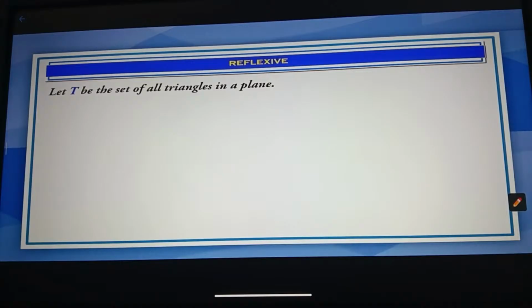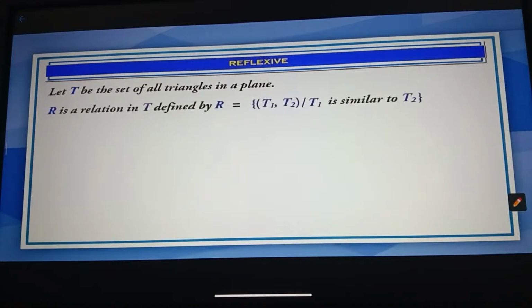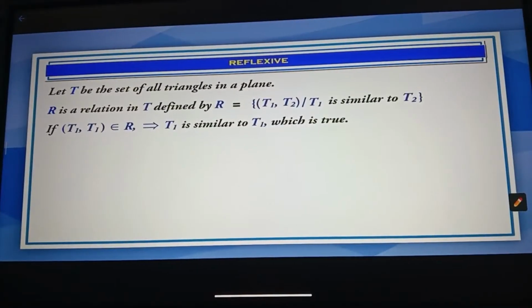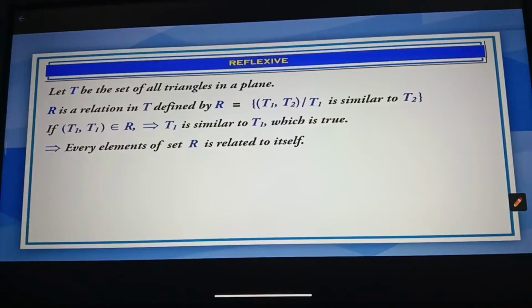Let T be the set of all triangles in a plane. Define the relation R in T by the set of ordered pairs (T1, T2), such that T1 is similar to T2. Every triangle is similar to itself, so each element of set T is related to itself. Such types of relations are called reflexive relations.